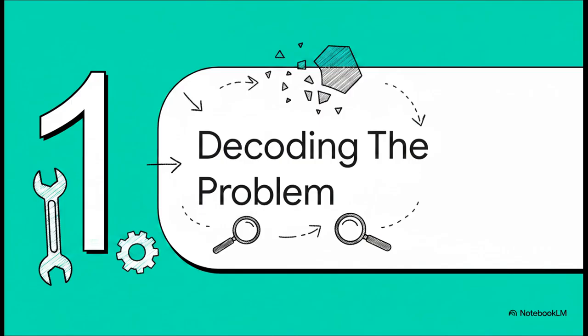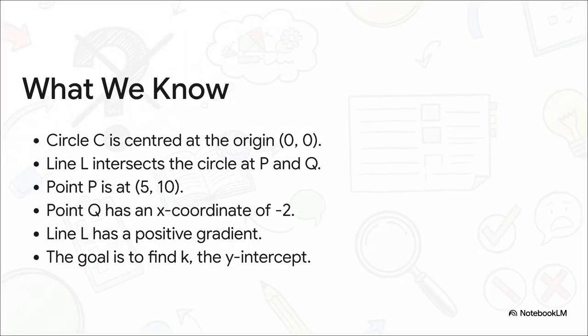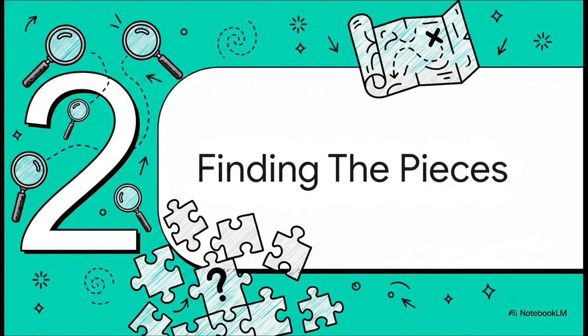Okay, first things first. With any complex problem like this, you've got to break it down. Before you even think about doing any calculations, you need to pull out every single piece of information the question gives you. So let's list what we know for sure. We have a circle, center at 0, 0. We've got a line that hits it at P and Q. We have the full coordinates for P, 5, 10, but we only know the x-coordinate for Q, which is -2. And this is important, we're explicitly told the line has a positive gradient and it hits the y-axis at K. Our job? Find K.